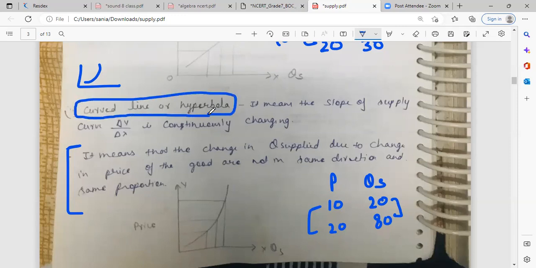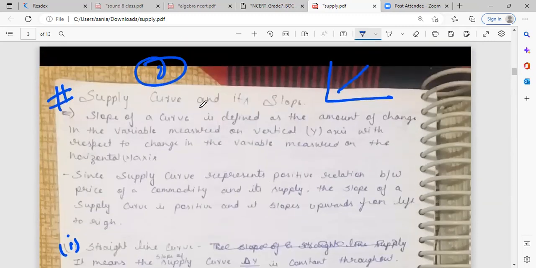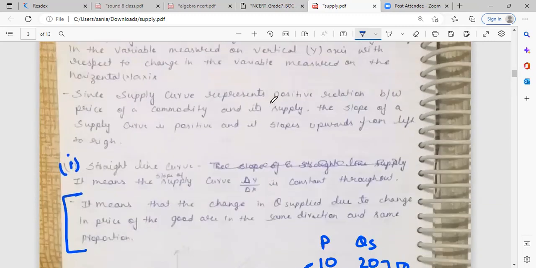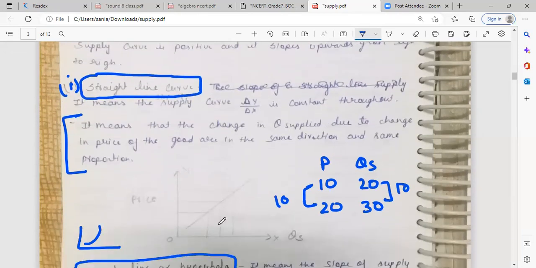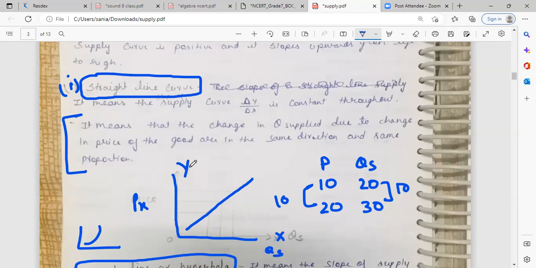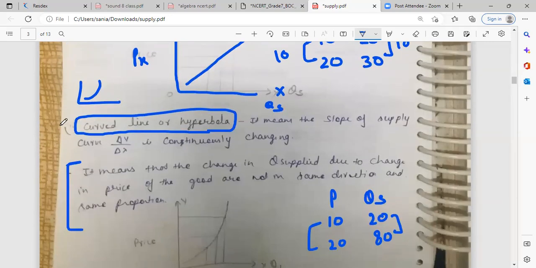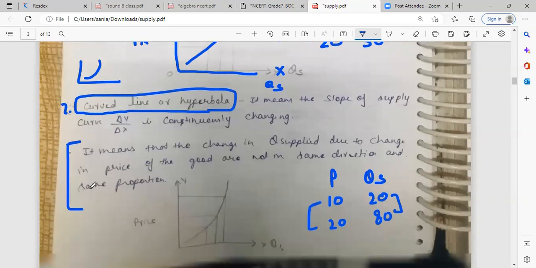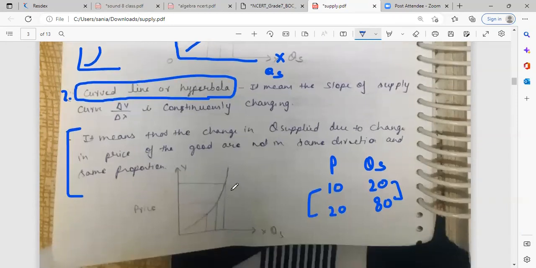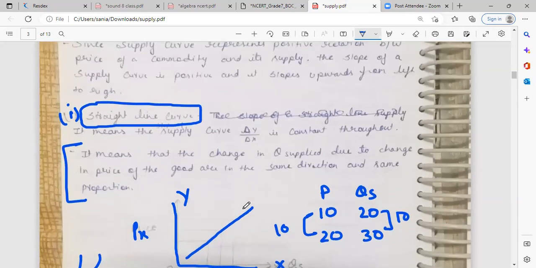Yes, ma'am. Okay, so what you will write: you will write this, hashtag supply curve and its slope. And then you will write first, straight line curve. And over here you will write what it means, that the change in quantity supplied due to this, and you will draw a simple diagram like this. Draw with your hands only, just draw it like this so that you will get an idea. Just write this is price and this is QS, quantity supplied. This is Y-axis, this is X good, Y good. Similarly, you will write second: it is a curved line or the hyperbola, then the definition, and you will make it like this. Okay, ma'am.